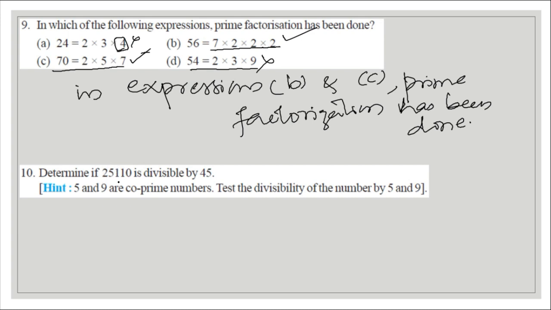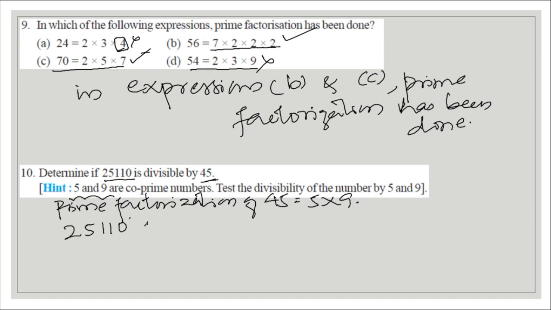Determine if 25110 is divisible by 45. A hint has been given: 5 and 9 are co-prime numbers. Test the divisibility by 5 and by 9. If the number is divisible by 5 as well as 9, then it is divisible by 5 multiplied by 9, which is 45. We know the prime factorization of 45. It is 5 multiplied by 9.